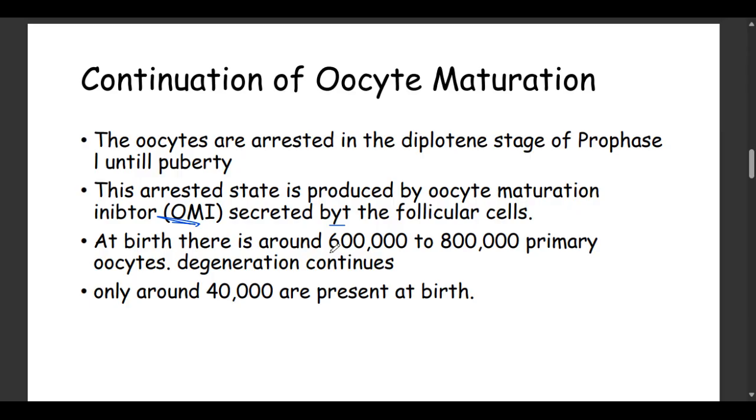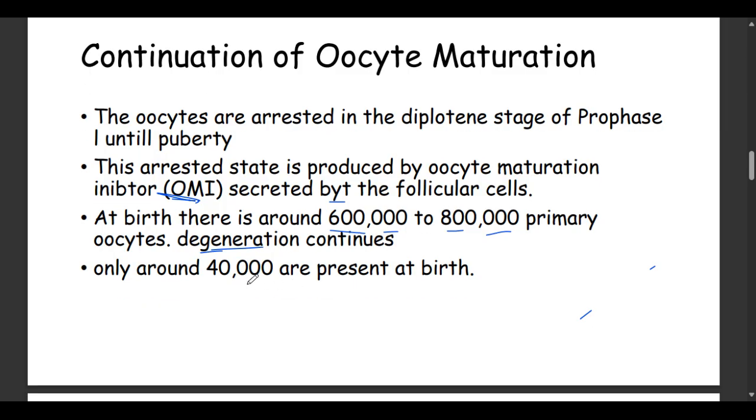So at birth, there are around 600,000 to 800,000 primary oocytes, and degeneration will keep continuing, because before the degeneration starts, we have a maximum of about 4 million, depending on which book you read. That number keeps reducing until the time she's born. Degeneration continues, and only around 40,000 are present by the time she's born, because all of these just keep degenerating and dying.